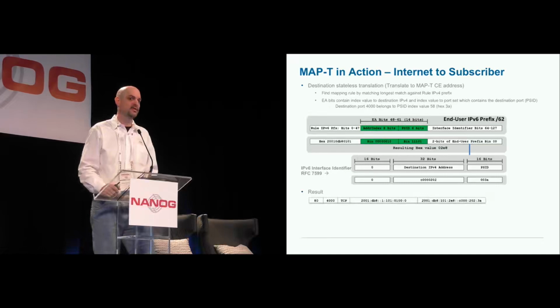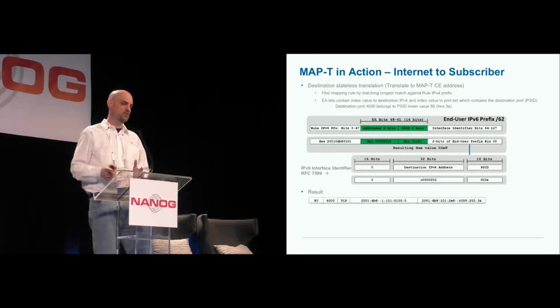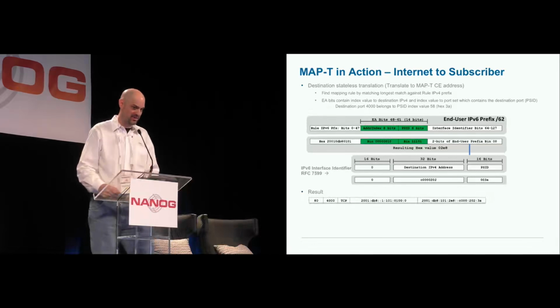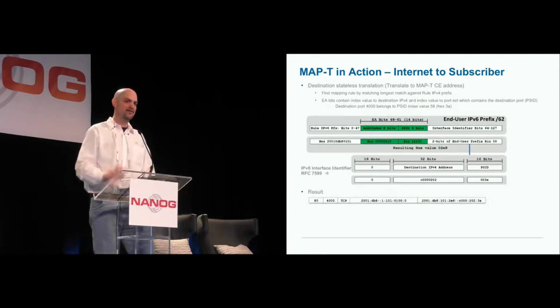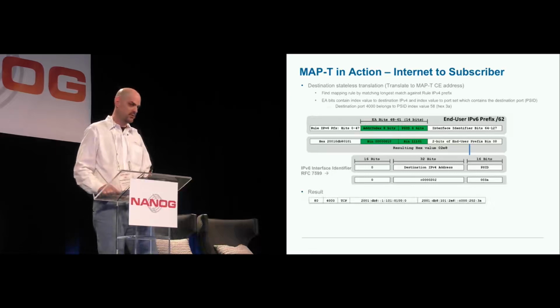You place that in the PSID bit section of the EA bits. And now we're left with 2 bits plus the IPv6 interface identifier. This is a lab environment, so those of you who are horrified that I'm using a /62, let me assure you that's not going to be happening in production. But in this particular case, since we craft our MAP-T CE out of the first /64 of the user prefix allocation, those 2 bits are zeroed out.